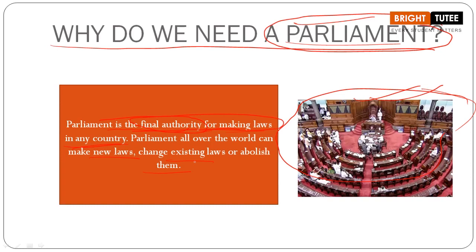So here also, when we are referring to any country, when we are talking about the government that exists in a country, it has the responsibility of making new laws. So Parliament is the final authority for making these laws and also changing the existing laws. The laws that exist in our country can also be changed. It can also be amended.